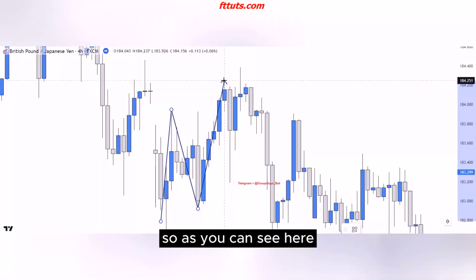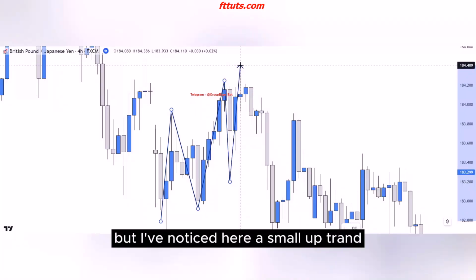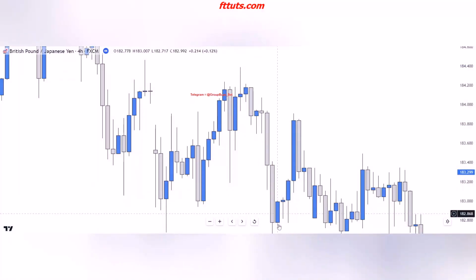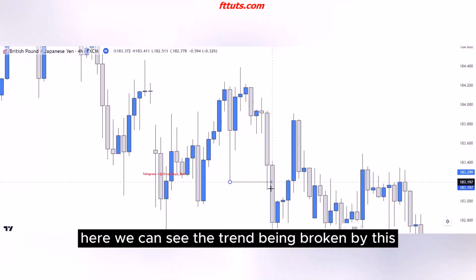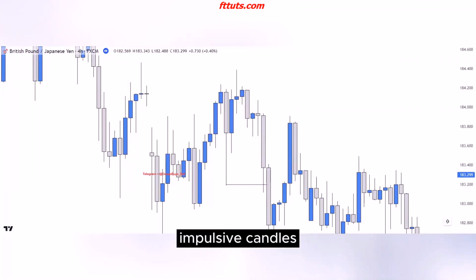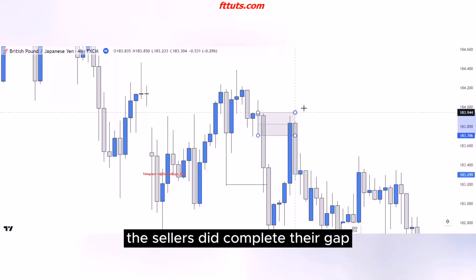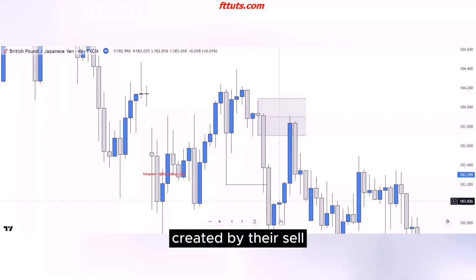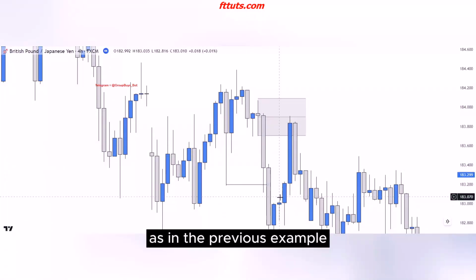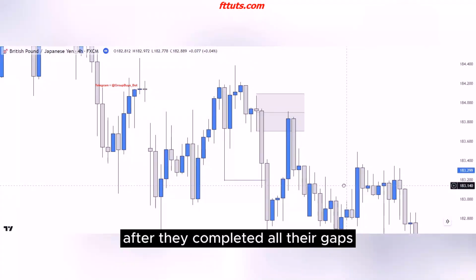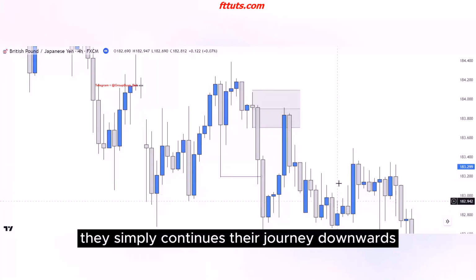So as you can see here, we are in a downtrend, but I've noticed here a small uptrend which broke and continues the downward journey. Here we can see the trend being broken by these impulsive candles. You can clearly see that this is our POI. The sellers did complete the gap created by their sales, as in the previous example. After they completed all their gaps, they simply continued their journey downwards.